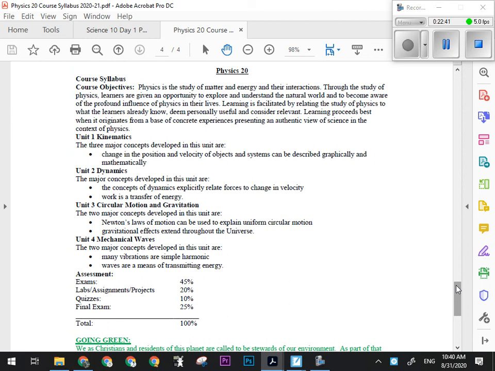So we go over Newton's laws, first, second, and third. And then we go into some stuff that's hopefully familiar from Science 10. That's the work-energy theorem and the law of conservation of energy. Those were in Science 10.